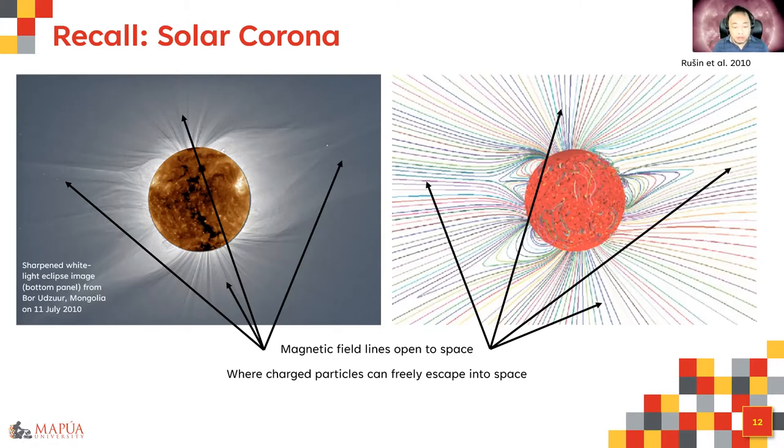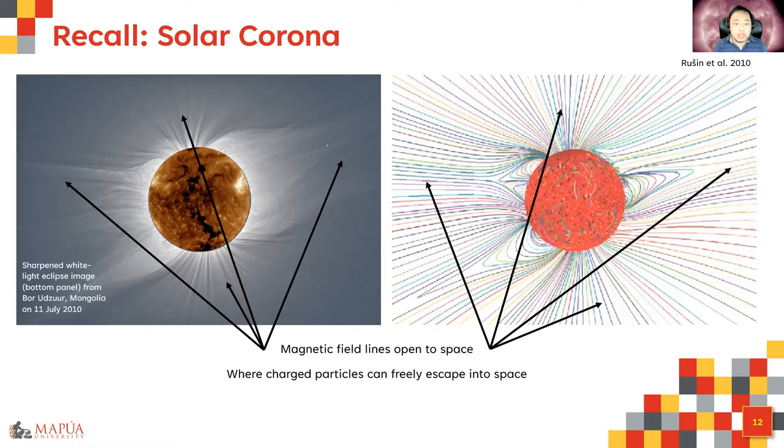Because remember from our previous discussion using the frozen-in field theorem that plasma can be trapped within magnetic flux tubes. So these open magnetic flux tubes can serve as a pipe, so to speak, or a tunnel where your plasma material can flow through.